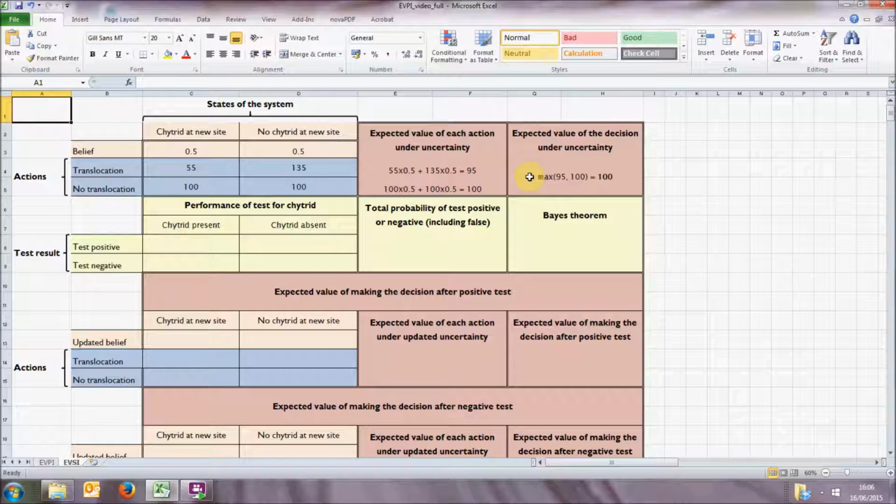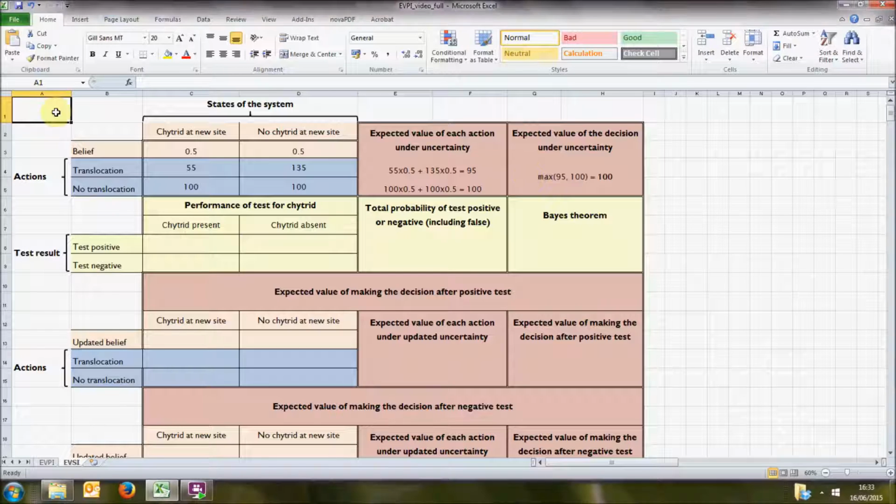Now, we consider the possibility of reducing this uncertainty about the presence of chytrid at the new site by carrying out a test, for example, by looking for chytrid DNA on other amphibians at the new site. Now, the first thing we need to do is to define the performance of the test. In this case, we could use estimates published by Scarrett et al. in the Journal of Herpetology in 2011.